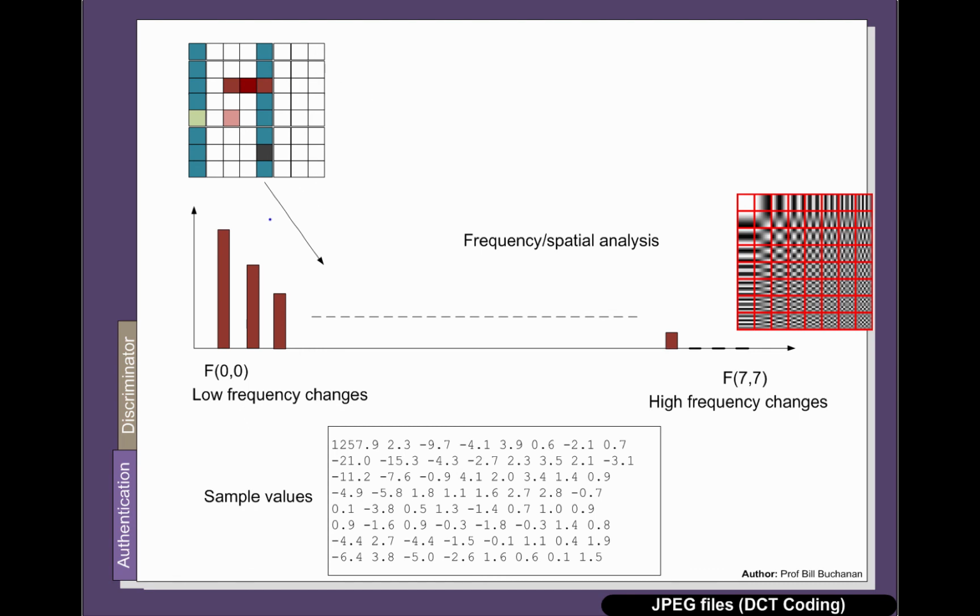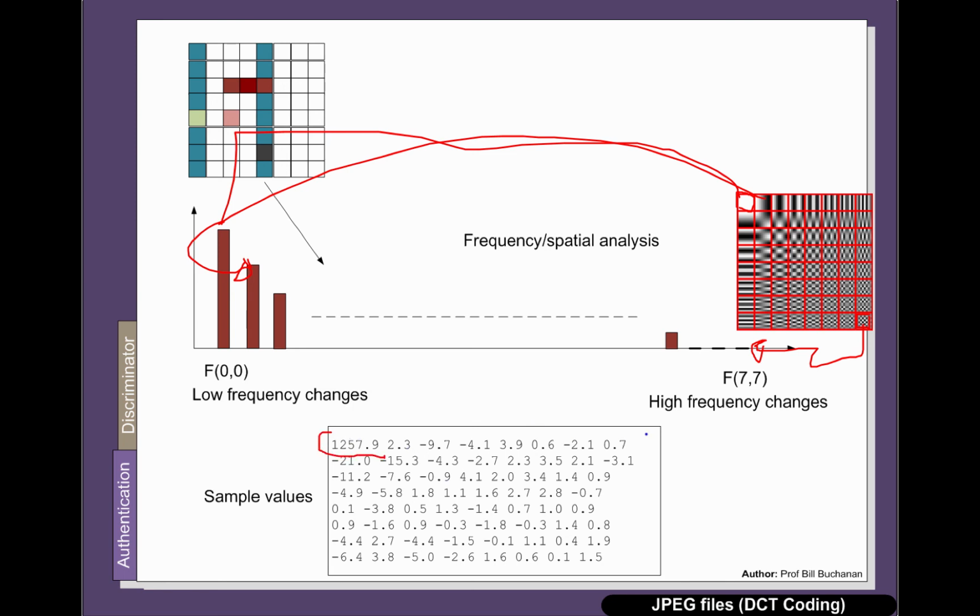And then what we do is that we take a frequency or a spatial analysis of each of the 8 by 8 blocks, and then we represent them here. So there's the first one, second one is there, and so on. And this one here is the highest changing of all. That's 7, 7 here, and you can see that's a checkerboard. That has the highest change of the pixels of all of them. Okay, so we do a little analysis, and then we end up with numbers like this.